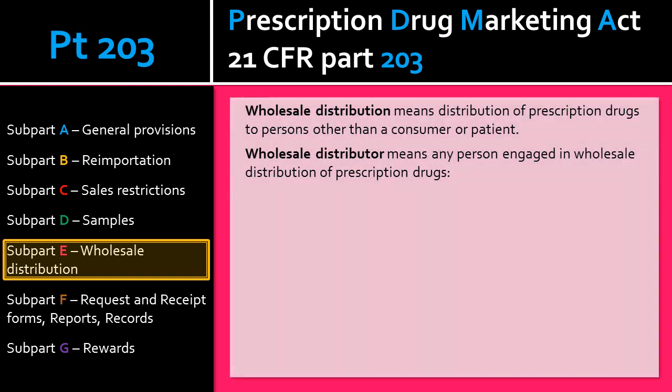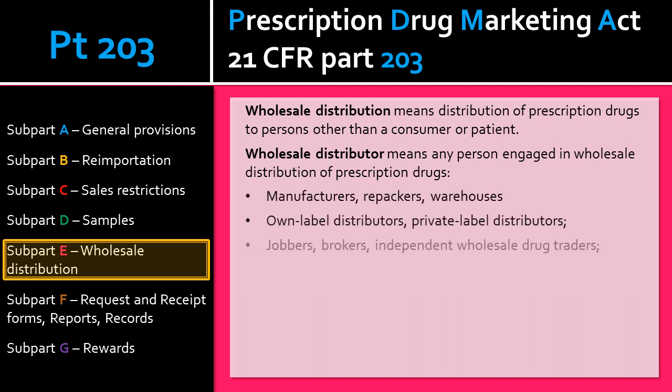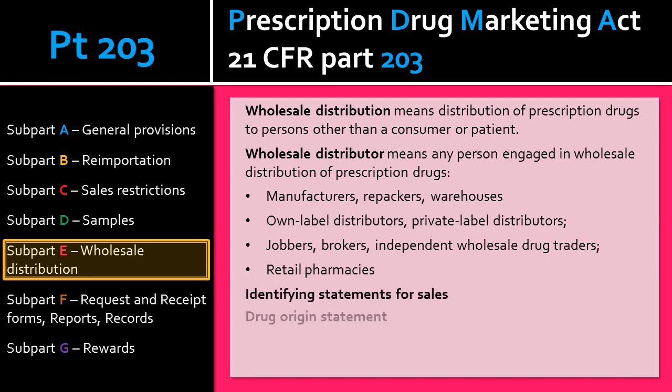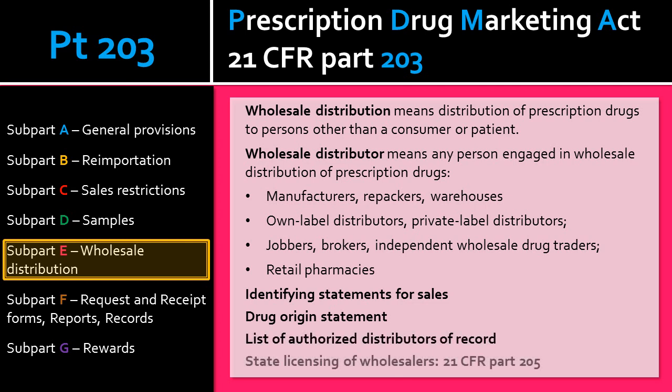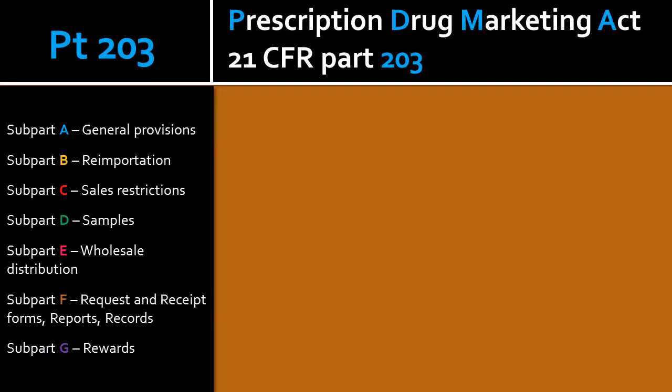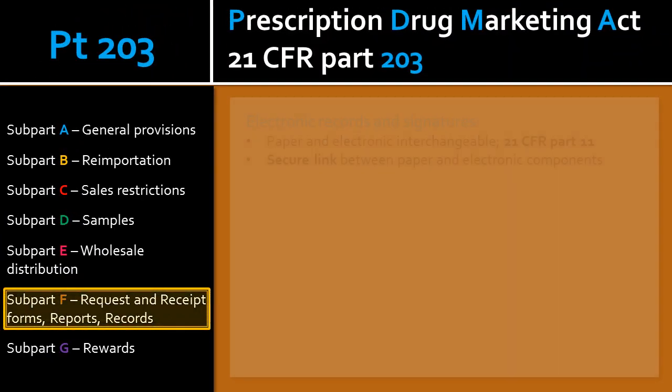Subpart E, Wholesale Distribution, describes in detail requirements applicable to wholesalers and manufacturers. Before completion of any distribution, unauthorized distributors must provide the purchaser an origin statement identifying each prior sale, purchase, or trade of such drug. Manufacturers shall maintain a list of authorized distributors and keep the list up to date. This list should be made available to the public on request.